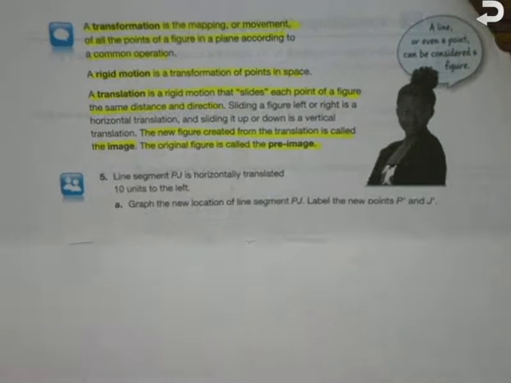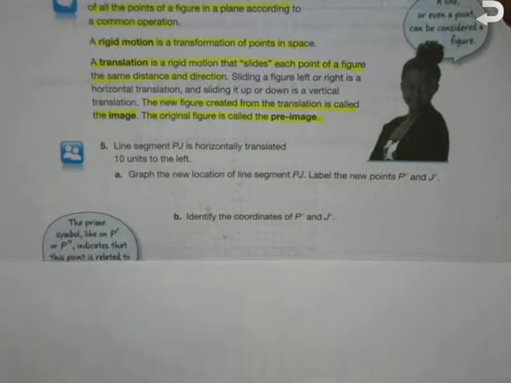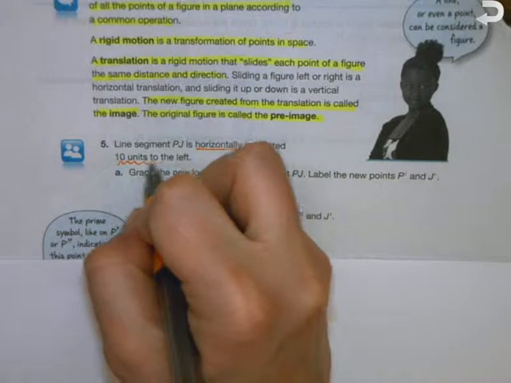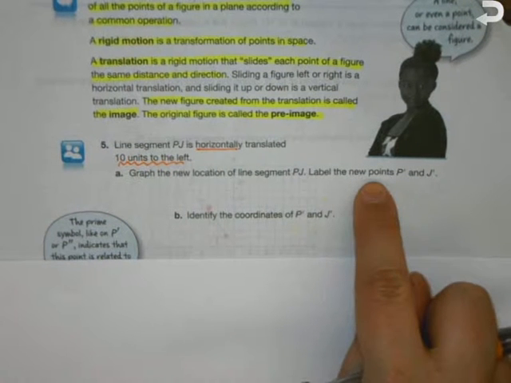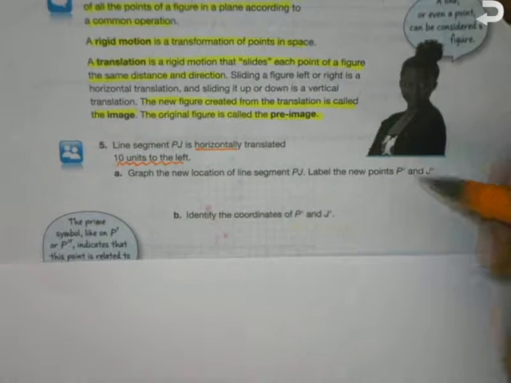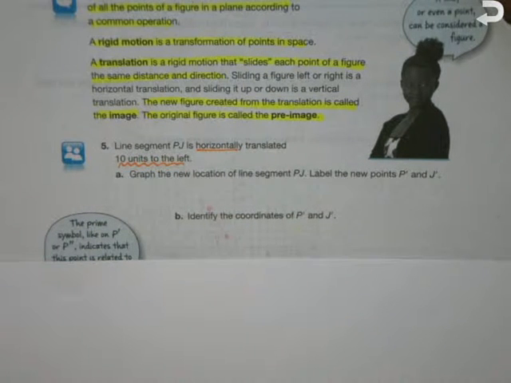Number 5 says line segment PJ is horizontally translated 10 units to the left. So what I want you guys to do right now in part A, graph the new location of line segment PJ. Label the new points. P, this little line on top of the P is called a prime. So that little tick mark at the top is a prime, meaning it's the same name, but we moved it. So it's a new point, it's a new location of the same point. So P prime and J prime. Okay, so I'll do this one with you guys, and then I'll have you finish the other ones on your own. So we're going 10 units to the left.